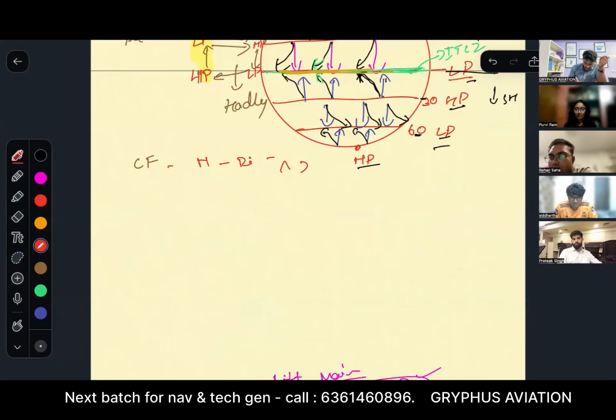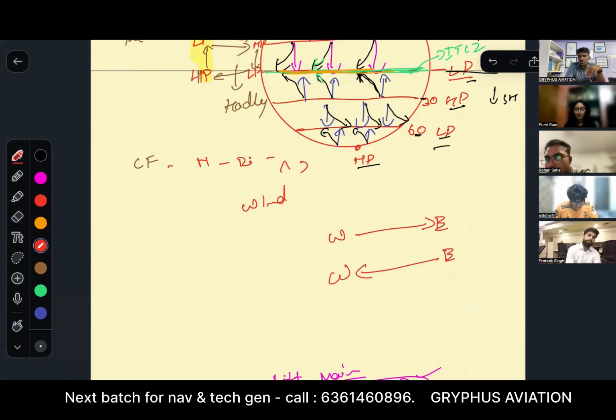So what is happening? Wind can either move from west to east direction, or wind will move from east to west direction. It can move north to south also, south to north also. It is not required here. We will just go with this.